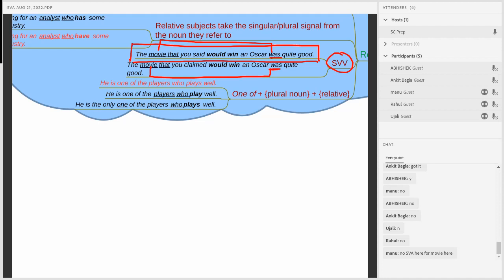All right. Now let's get to that last one. I see a lot of people approach this in, let's say, not very optimal ways. The last one. We're going to discuss it. We're going to see how to take the correct decision and how to do it properly. But let's start by understanding the issue over here. So he is one of the players who play well.